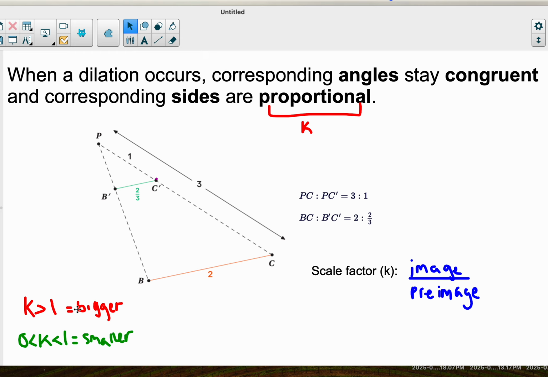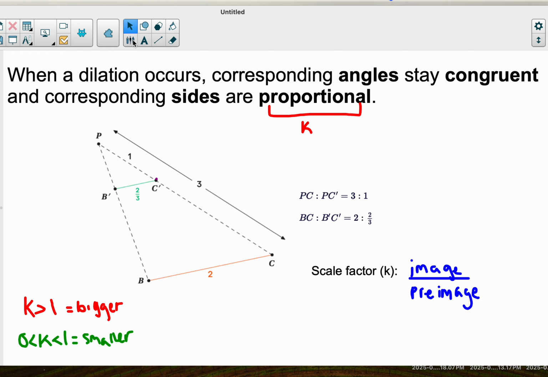As we were talking about on the last slide, if your scale factor is bigger than 1, like 1, 2, 3, 4, 5, 10, 100, a million, your figure is going to get bigger. The sides are all going to get multiplied by that scale factor, and they're going to get that many times bigger. And if your scale factor is in between 0 and 1, if it's a fraction, 1/2, a third, a fourth, anything in between 0 and 1, your original figure is going to get smaller. Each of the sides are going to get multiplied by that scale factor that makes it smaller.